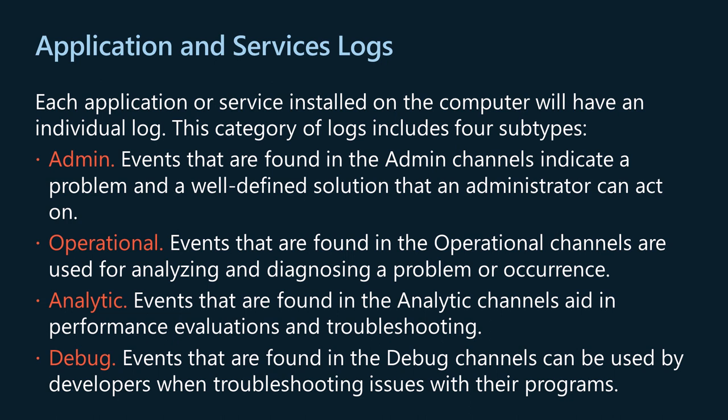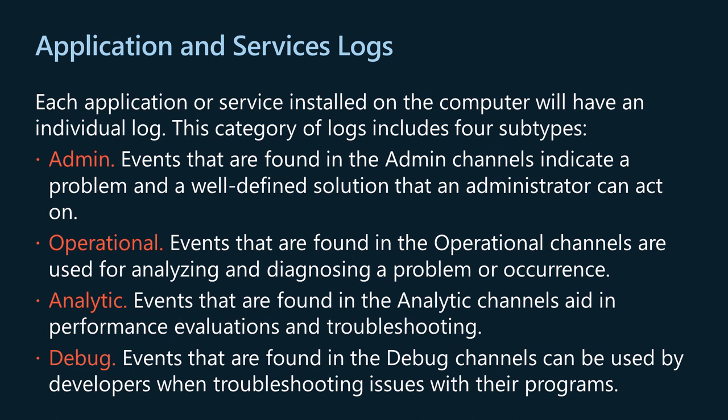Debug. Events that are found in the debug channels can be used by developers when troubleshooting issues with their programs. You should note that both analytic and debug logs are hidden and disabled by default. To use these logs, first start Event Viewer, click the View menu, and then select Show Analytic and Debug Logs to make these logs visible.